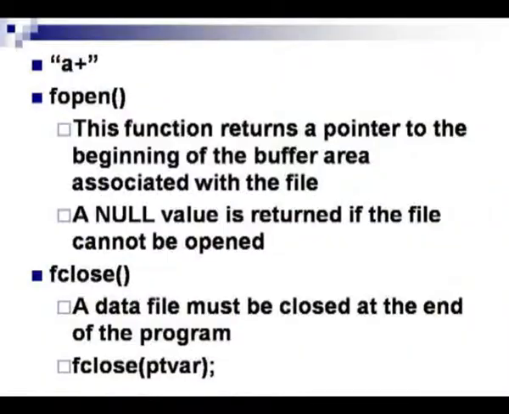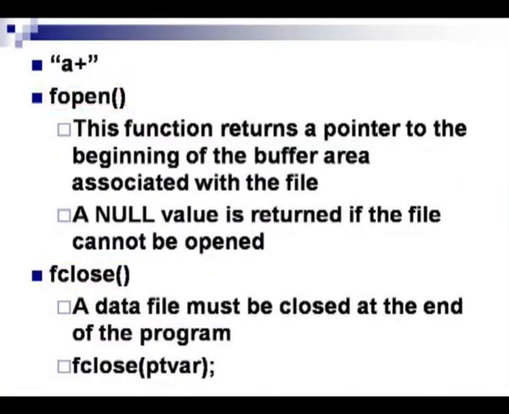Though the operations are the same, the manner in which the compiler interprets it is different. Then you have A plus, which is nothing but for appending. So it follows the same rules that we follow for A. You can append the file, you can write into the file, and you can read the file as well. Here again, if a file with the same name exists, it will be destroyed and a new file will be created in its place. And these are the two library functions, fopen and fclose, for opening and closing files.